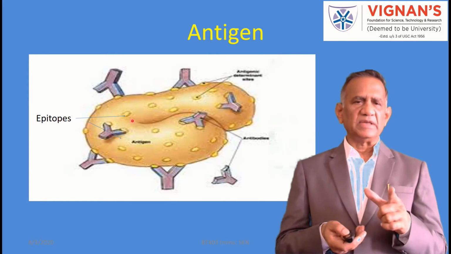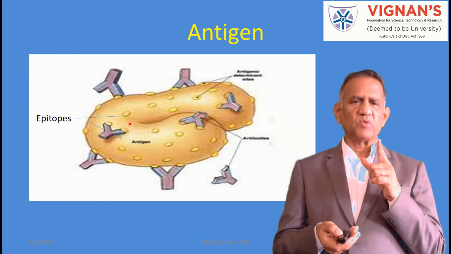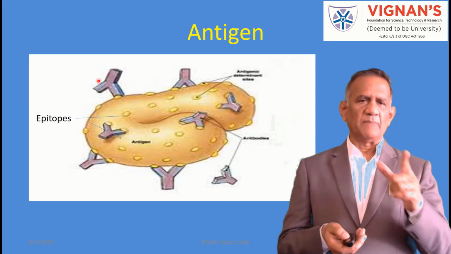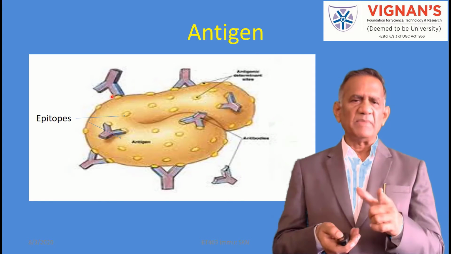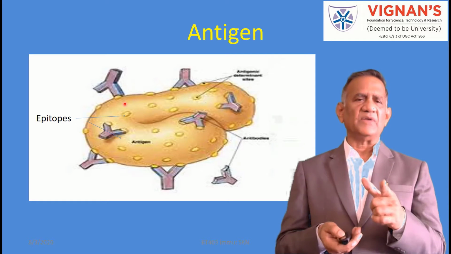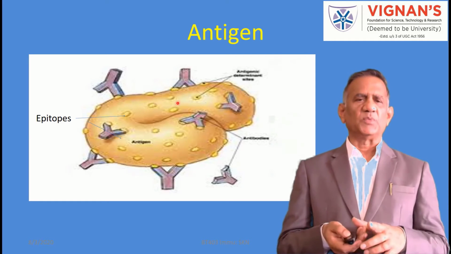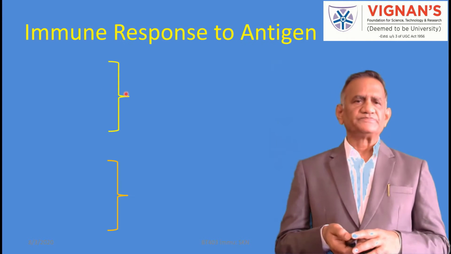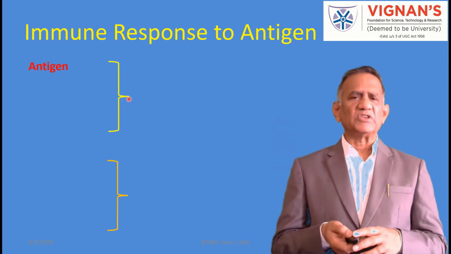In adaptive immunity, a memory B cell is formed for one epitope. A memory T cell is formed against one epitope. That means an antigen may be having 50 to 100 epitopes. For each of these epitopes, there is a memory cell formed in the adaptive immunity. Now let us see the immune response to an antigen.